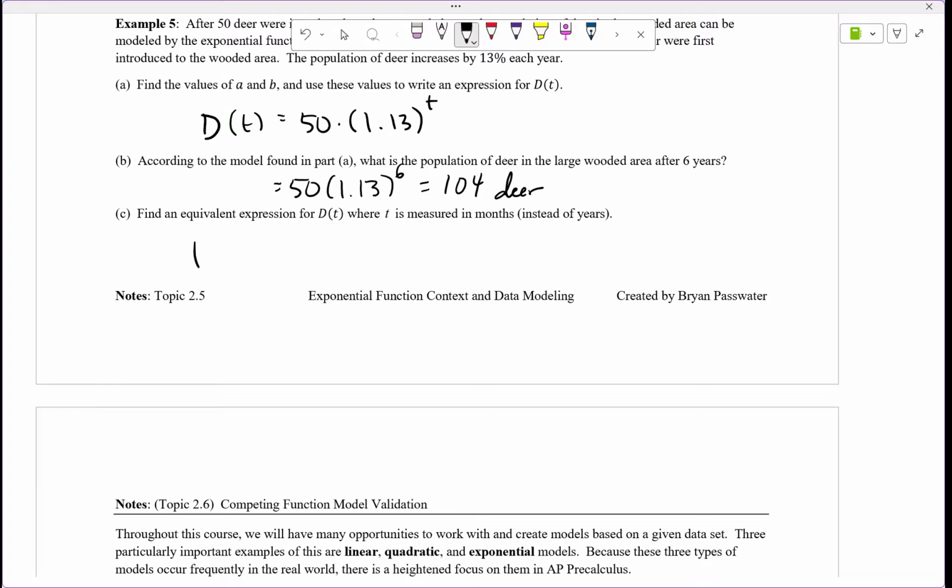If you want to go even further, you can just say 50, 1.13 to the 12. It would grow. It would be divided. So you're getting rid of all the change.